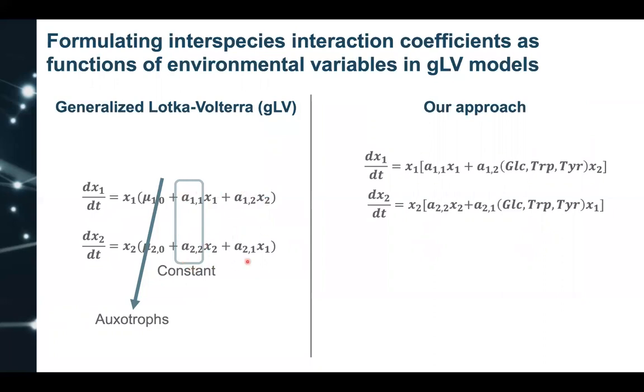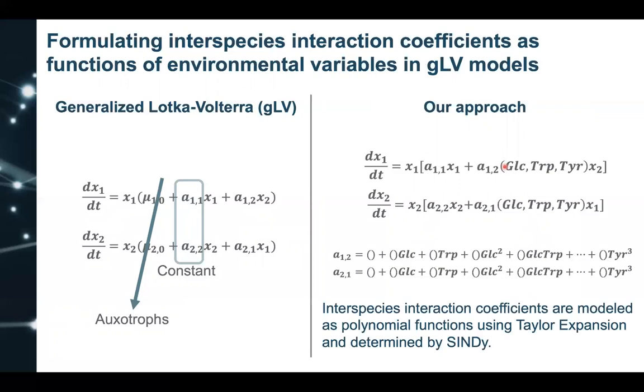Lastly, this A12, A21, our interspecies coefficients, we can now look at more specifically. And we can look at it as a relationship of environmental variables. We can make it a function of those variables. To do this, we can model them as polynomial functions. So notice for A12 and A21, they're the same sort of polynomial functions where it's a constant plus glucose plus tryptophan plus tyrosine and so forth to the nth degree using Taylor expansion. And we can then determine what these values are by using SINDy. That is determining the coefficients using SINDy.